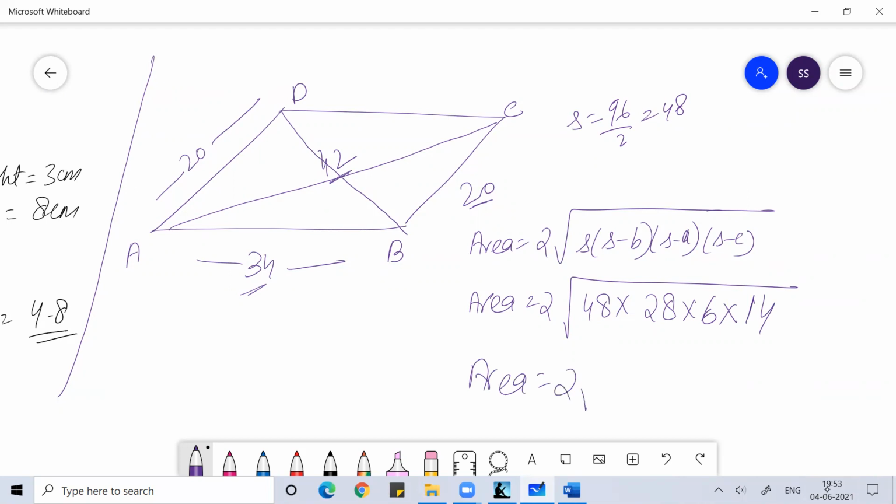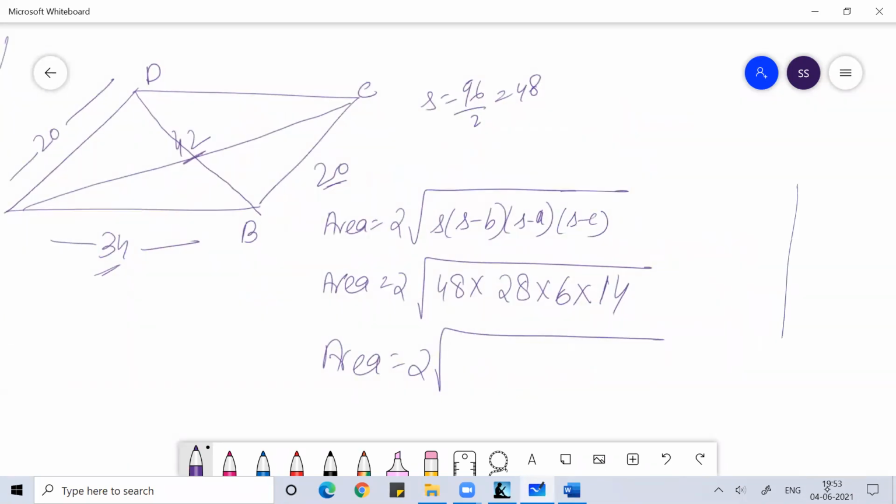Area is equal to root of 48 into 28 into 6 into 14. 48 is 12 into 4. 12 is 2 square into 3. 4 is 2 square, means 2 to the power 4. So 16 into 3. 28 is 7 into 2 square. 6 is 3 into 2. 14 is 2 into 7.